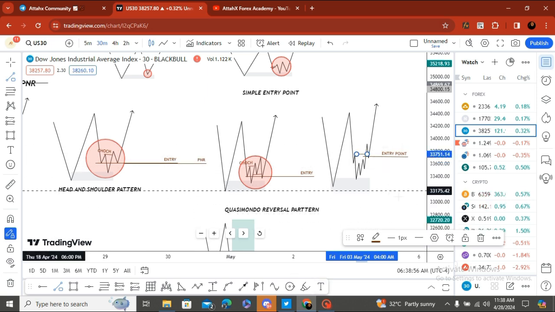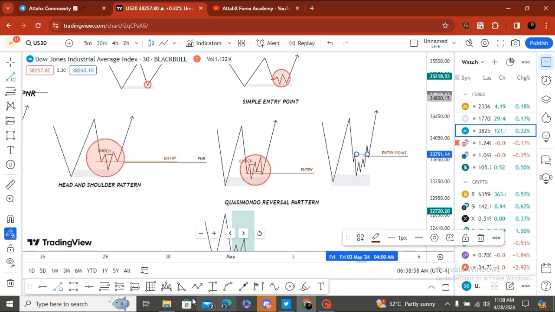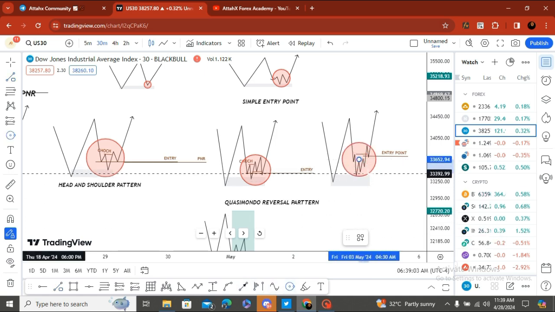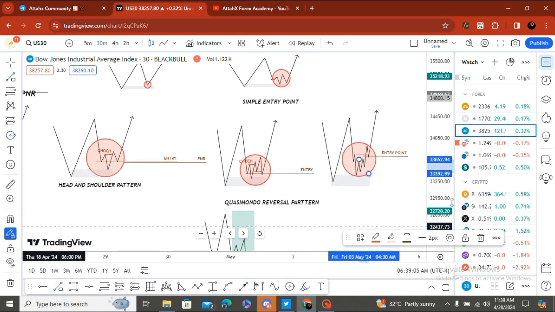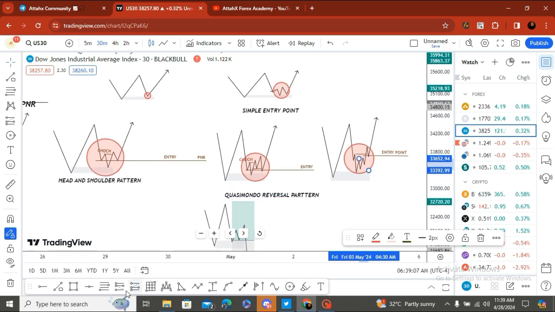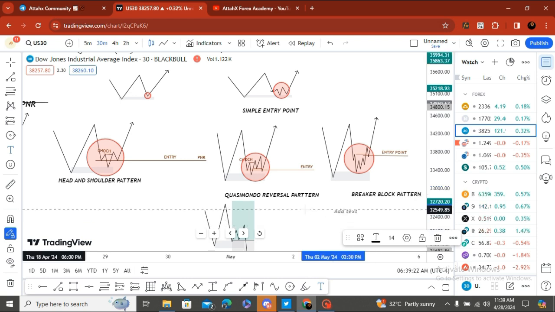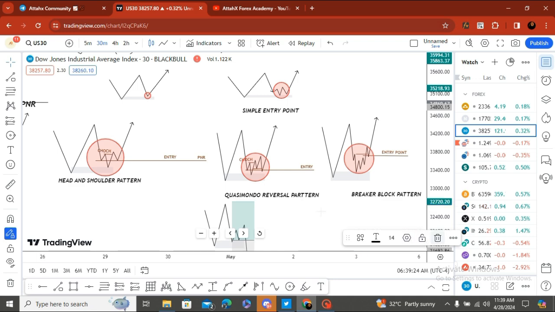And then this was the scenario that happened on the lower time frame using the breaker block. The breaker block pattern. Now it happens 70 to 80% of the time.